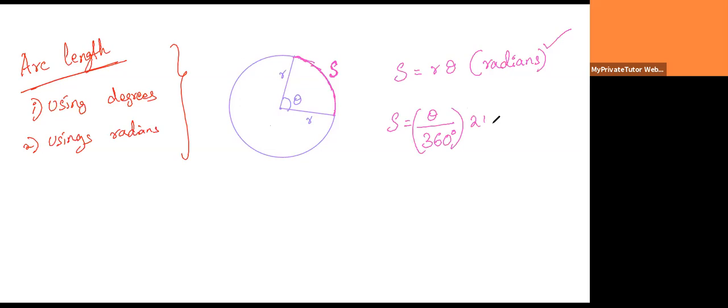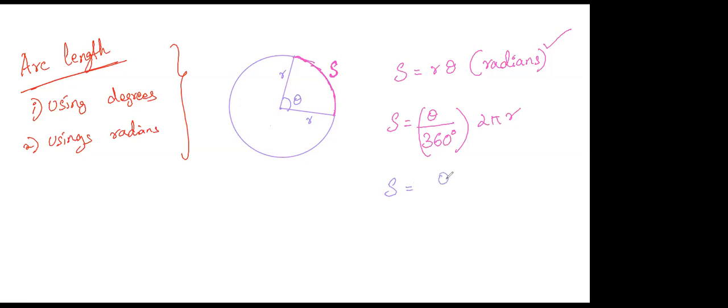You can use this, or else the one which we learned. I will write both, 2 pi r. See, you can just look at the formula, nothing will change. This pi is here, this theta is here, this r is here. 360 is nothing but 2 pi. That's what we just added because it is in degrees. I hope you understand what I mean to say. So this is the arc length formula if it is in degrees.